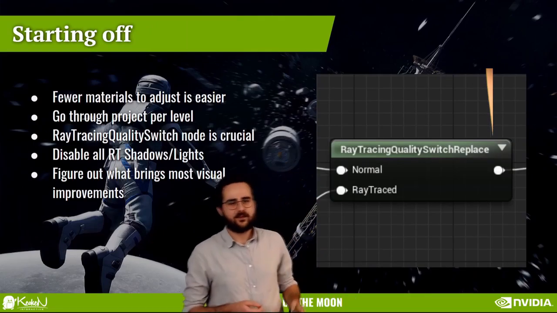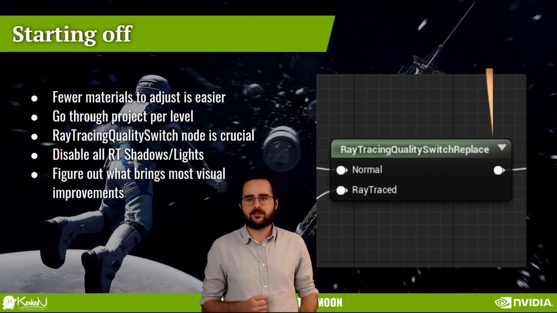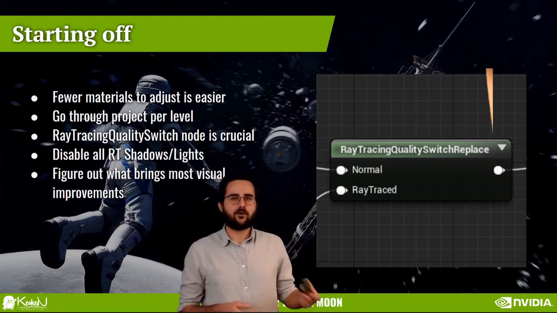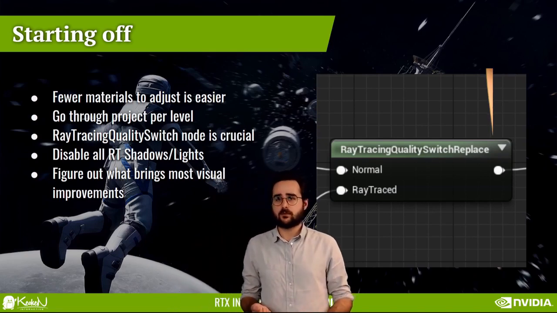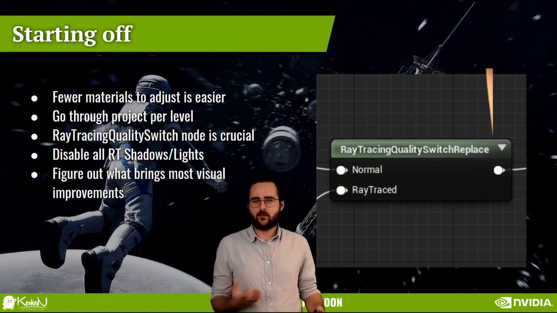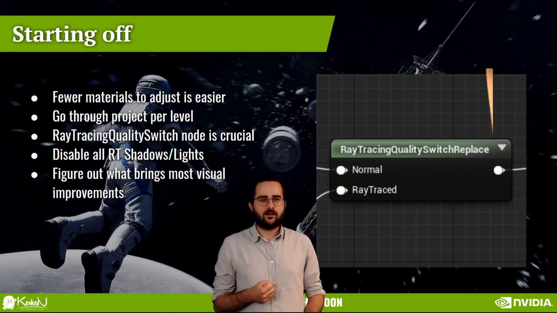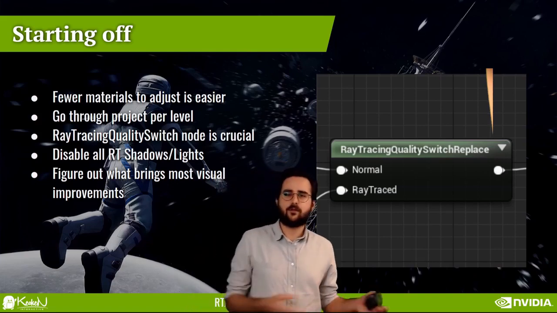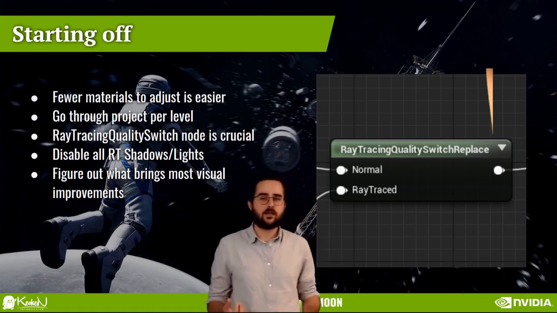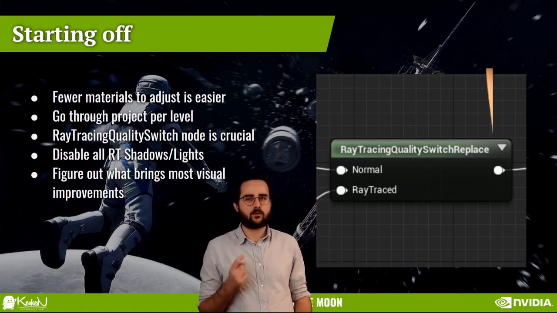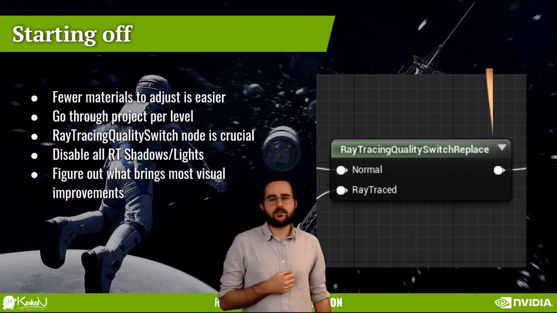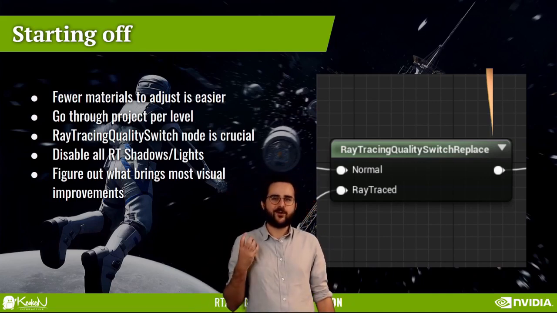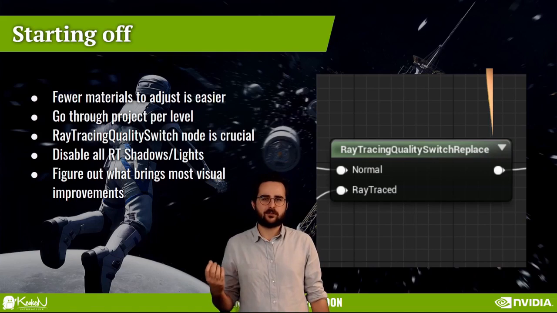Okay, starting off, you need to figure out where to optimize. Obviously, that's what this whole presentation is about. So, where we started, we went through the project per level to figure out what materials we used mostly and to see where we could gain most. And we found out that we didn't have a lot of materials, a lot of material instances, but very few master materials, which saved us a lot of time in optimization because we mainly had to focus on one material. In that optimization of materials, the ray tracing quality switch is now crucial. That is your one and only thing in which you can define how a material can look different in ray tracing.